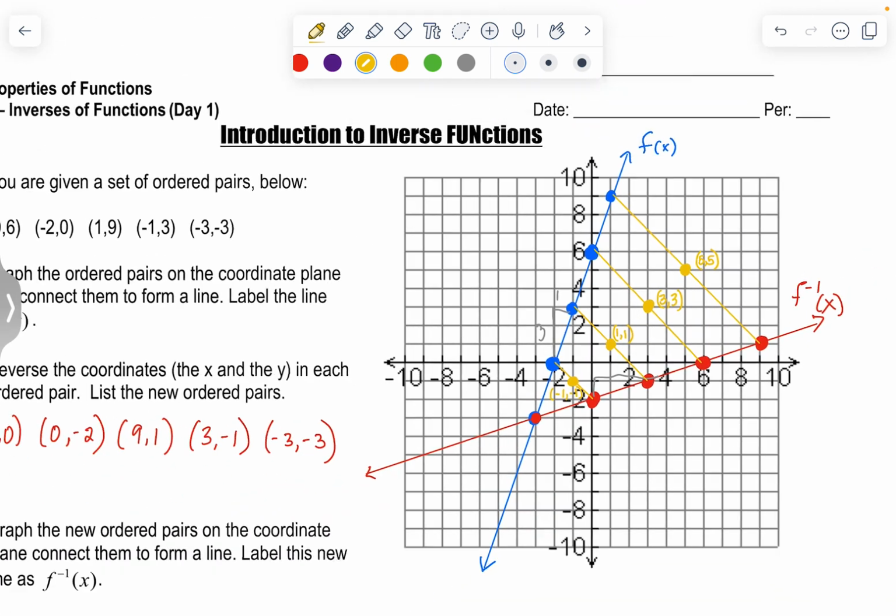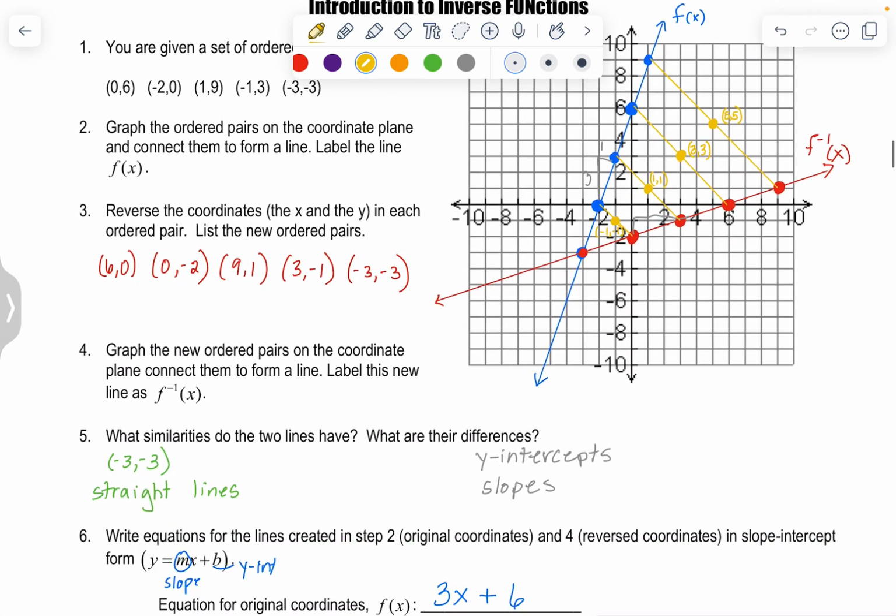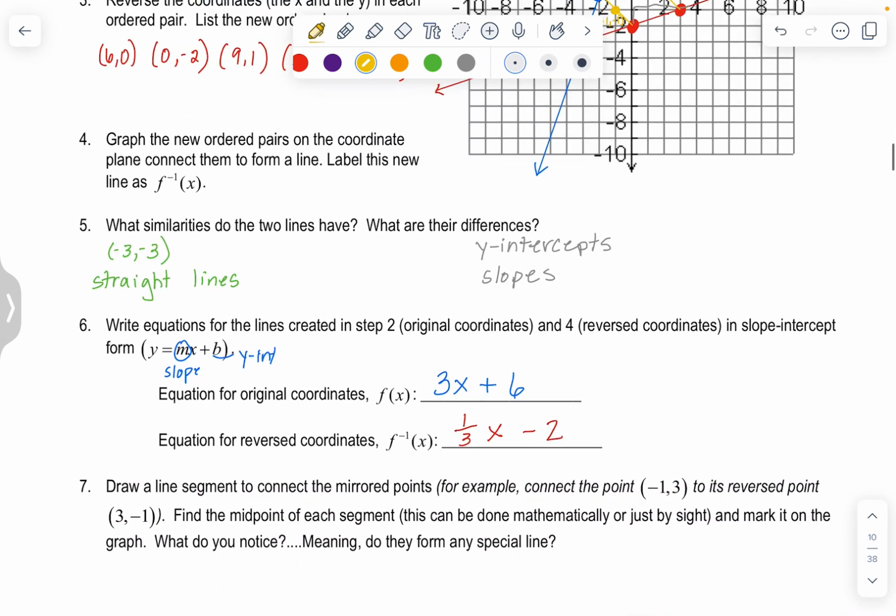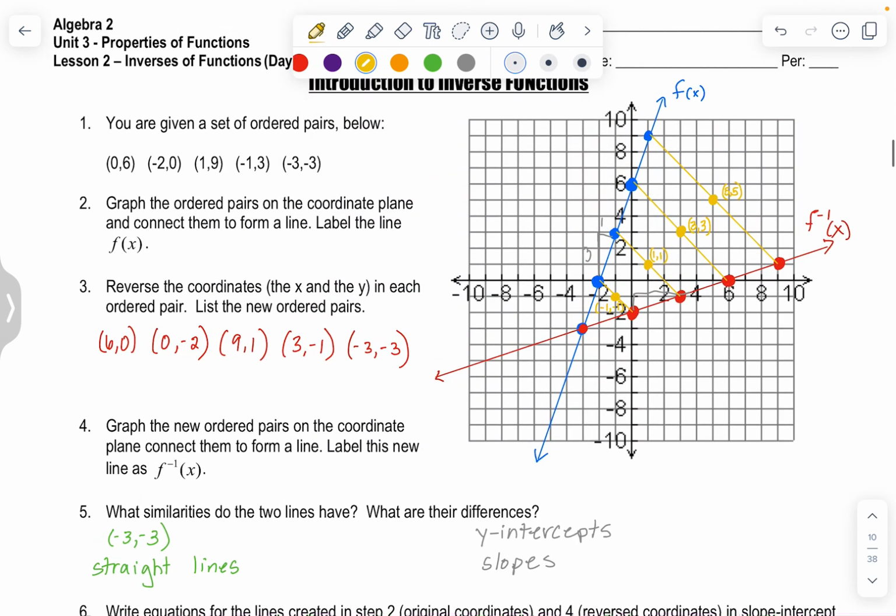Well, if you think about that, if I were to connect all the midpoints, this is what it's asking for. If I were to connect all these midpoints, what would happen?